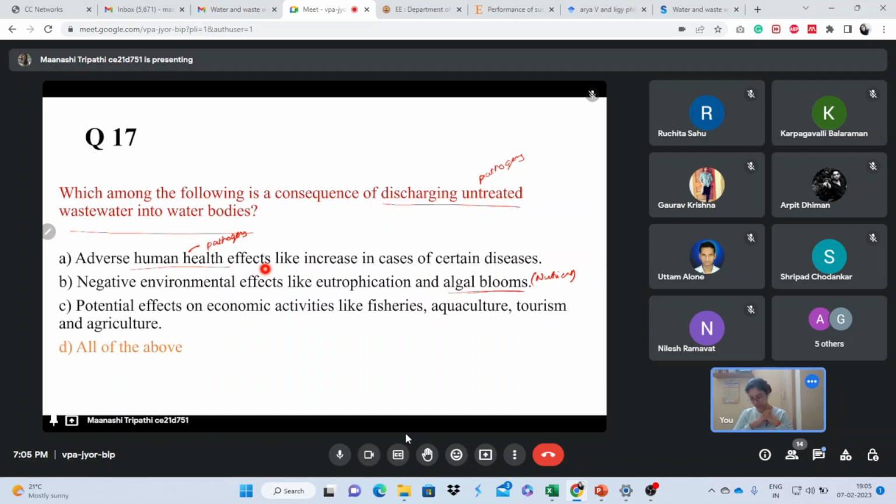The option is potential effect on economic activities like fisheries, aquaculture, and agriculture.